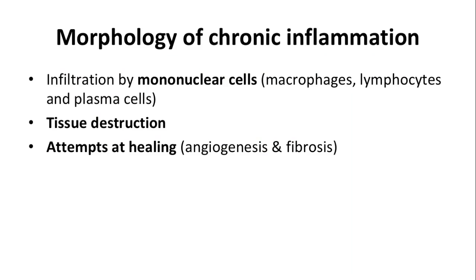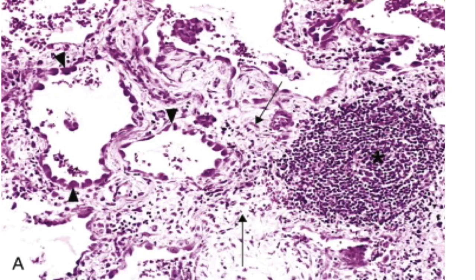The morphology of chronic inflammation illustrates the definition of chronic inflammation itself. The typical morphology of chronic inflammation will show infiltration by mononuclear cells, the cells of chronic inflammation we mentioned earlier, as well as presence of tissue destruction and attempts at healing. Attempts at healing in this setting means the presence of angiogenesis, so formation of new vessels, as well as fibrosis. This is an example of chronic inflammation in the lung.